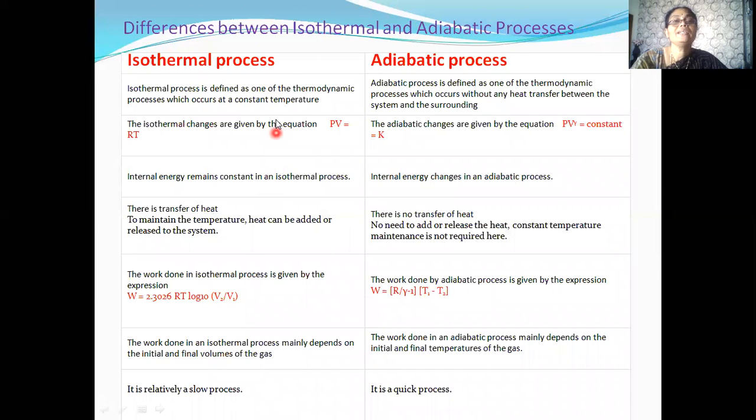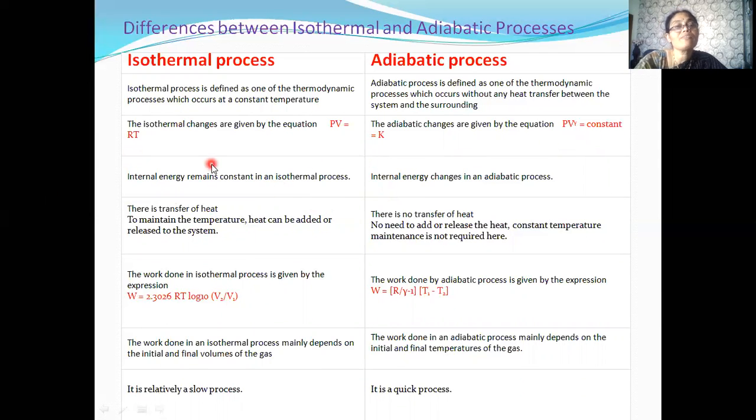Now let's study the differences between isothermal and adiabatic processes. Coming to the isothermal process, it is defined as a thermodynamic process which occurs at constant temperature. Adiabatic process is defined as a thermodynamic process which occurs without any heat transfer between the system and surroundings. The isothermal changes are represented by the equation PV is equal to RT. The adiabatic changes are given by the equation PV to the power of gamma is equal to constant.